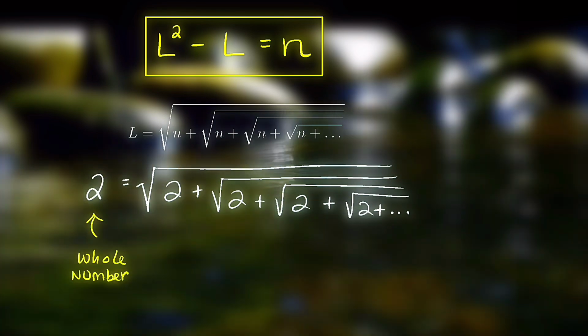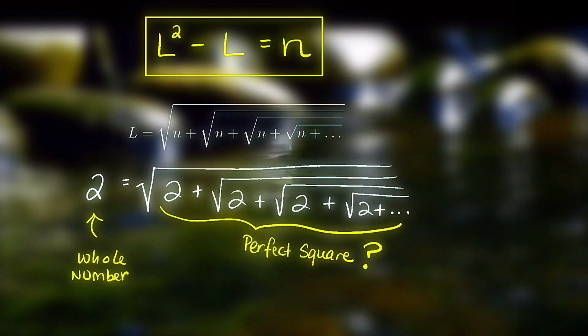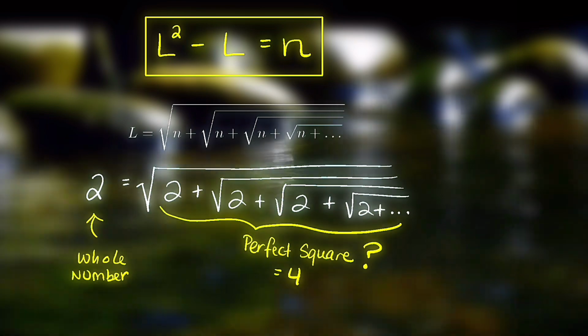So let's say we want the limit of this expression to be equal to 2. That would indicate that from our formula above, n must also be equal to 2, giving us this unique expression: 2 is equal to the nested or continued radical, all containing 2's. This radical is equal to a whole number, suggesting that the radicand inside there is the perfect square 4. That's pretty strange.